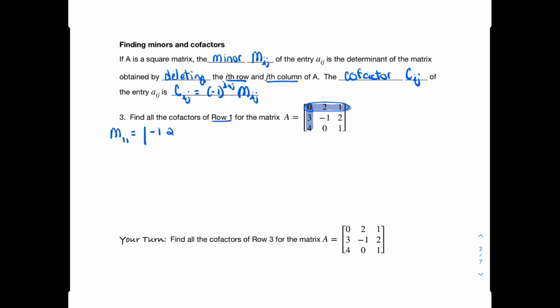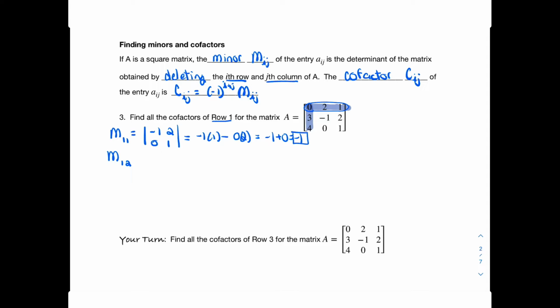So that leaves me negative 1, 2, 0, 1. And I'm going to find the determinant of this. In this case, it's a 2 by 2. So all I have to do is diagonals down minus diagonals up. And that gives me a negative 1. So my minor for element 1,1 is negative 1.